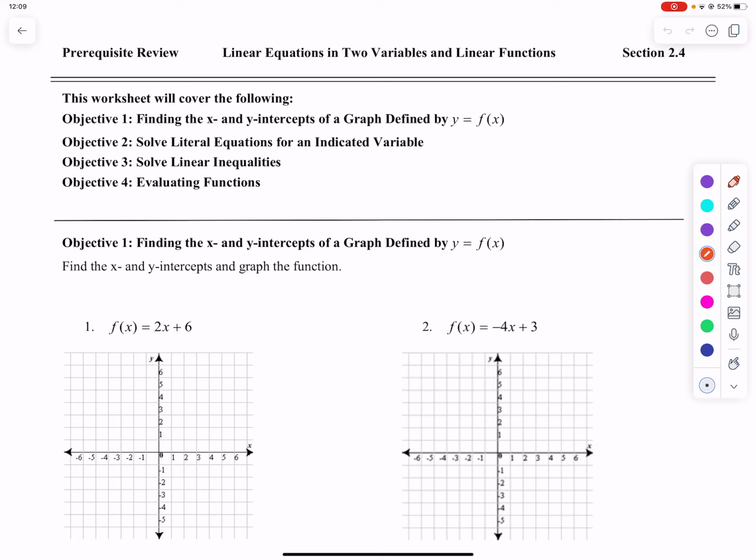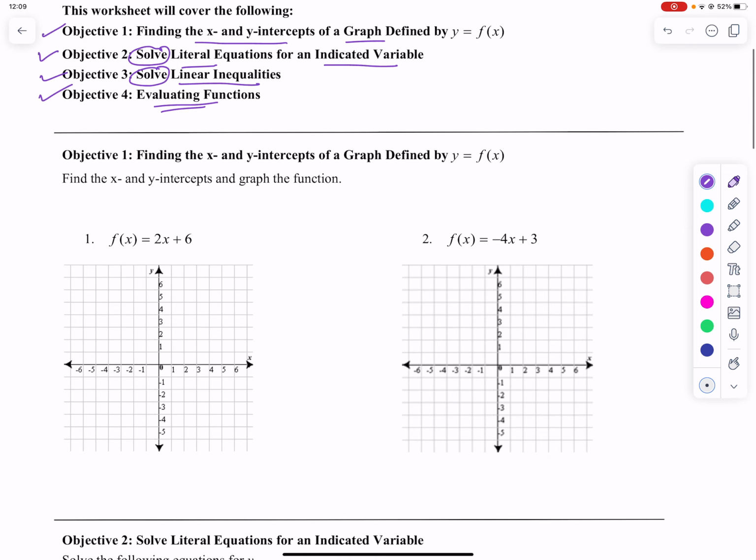This is the prerequisite review for section 2.4 covering linear equations in two variables and linear functions. This worksheet is going to cover finding x and y intercepts of a graph. So we'll be taking a look at the graphs of some functions. We'll be solving literal equations for an indicated variable. We will solve linear inequalities and also evaluate functions for the first time.